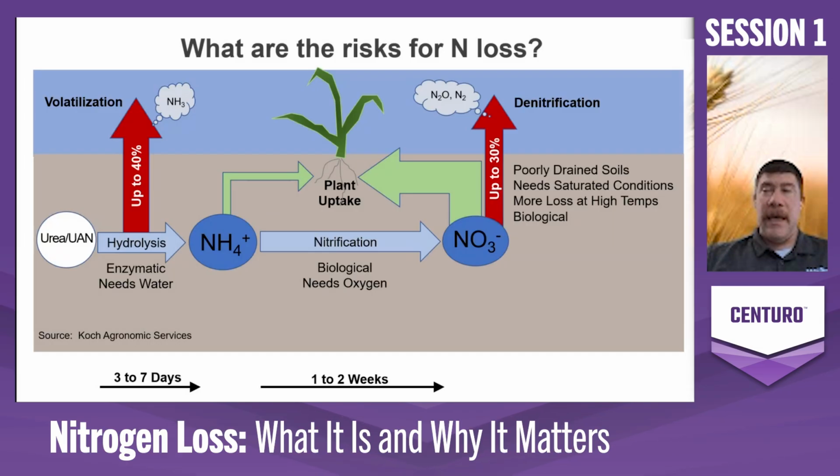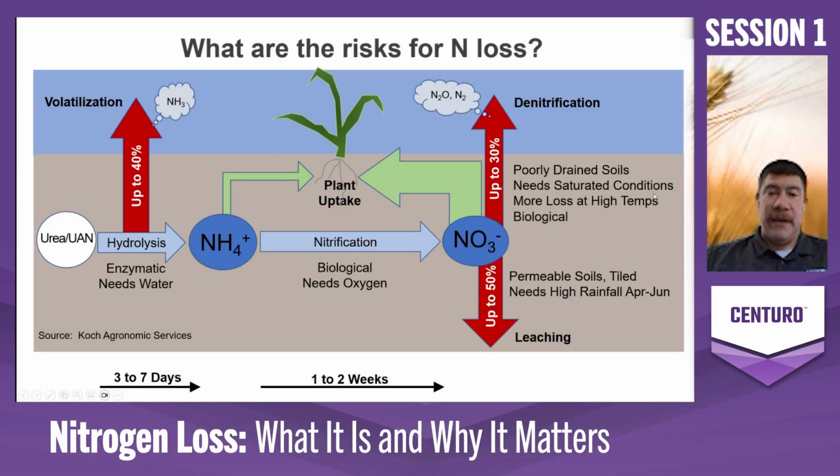Now, on the flip side of that, we could lose it in the other direction. So we could lose nitrate to leaching. This is actually the more common form of loss because, as you see on this slide, we see up to 30% potential with denitrification. We see up to 50% potential with leaching. And so we do have more potential for leaching because of the fact that this happens on well-drained soils.